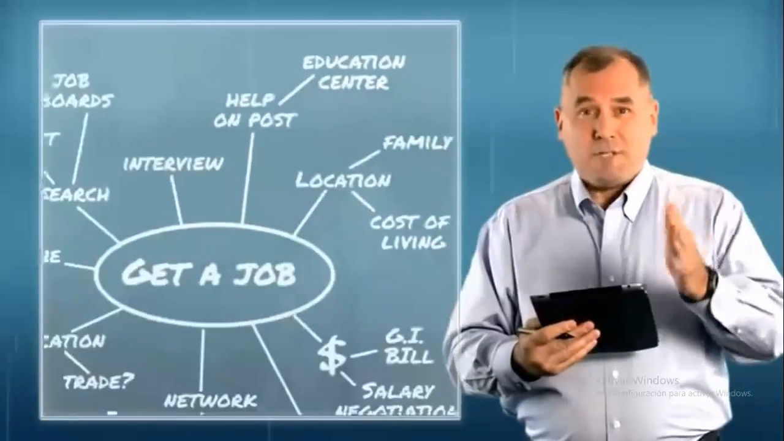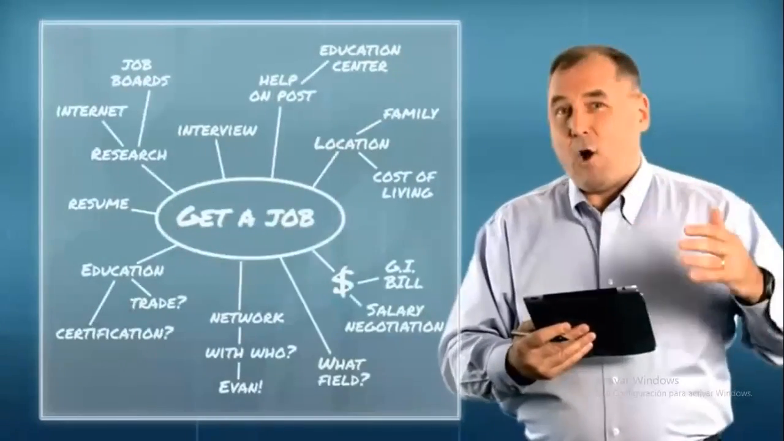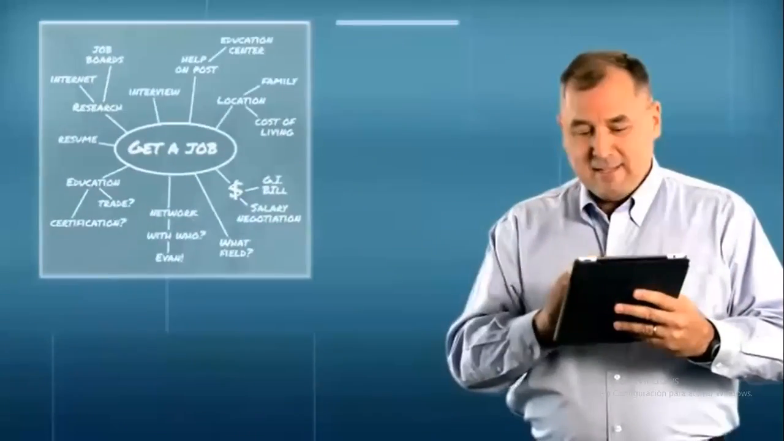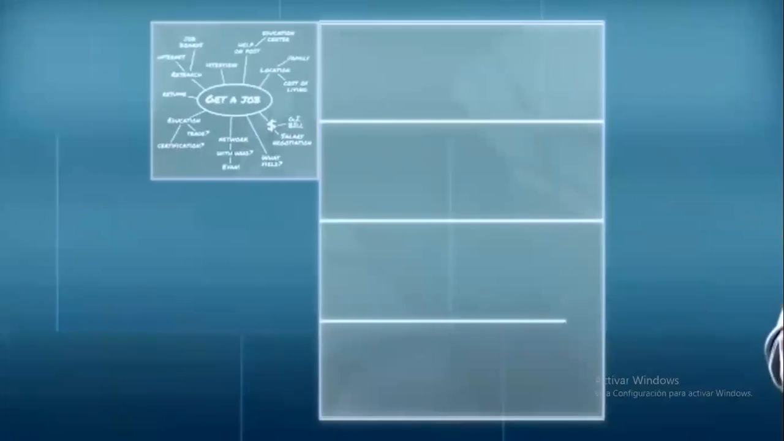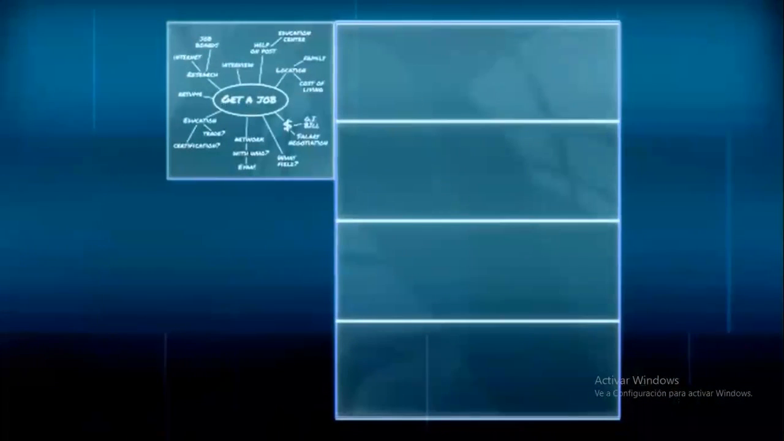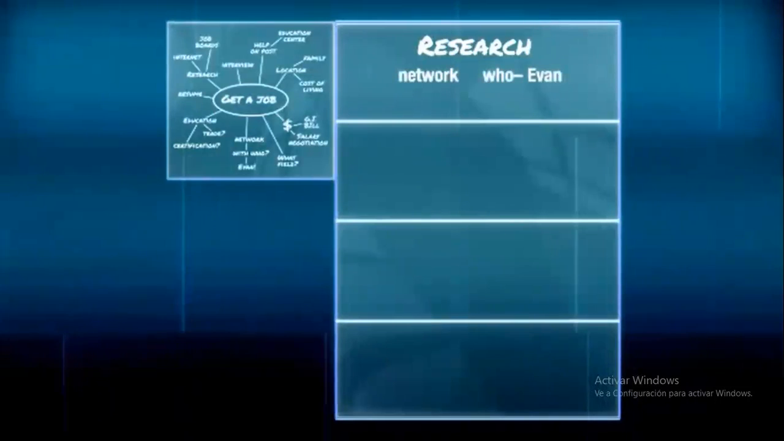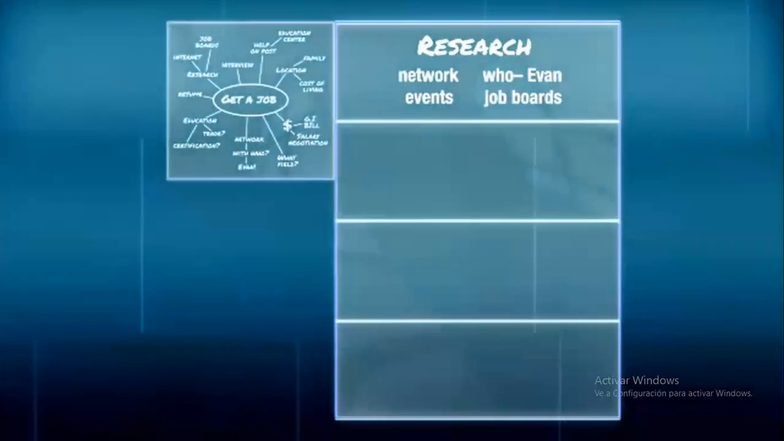But that's not where you stop. Now that you've got everything on paper, you can take these ideas and organize them. Looks like there's a lot of stuff here about looking for information. I'm going to call that research. That's my first category. I'm going to write down networking, who, Evan. I didn't think of networking events, but now that I think about it, I'm going to write that down. Job boards, that's part of the research. Let me write that down.